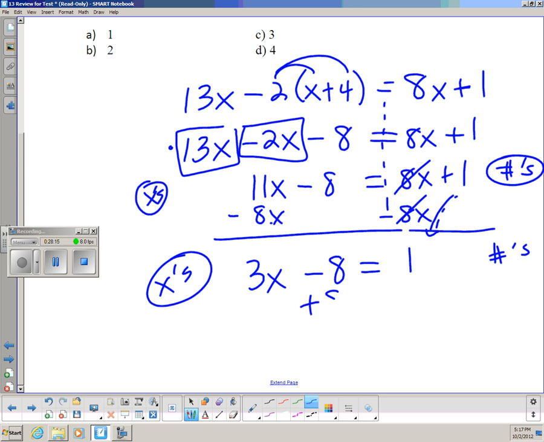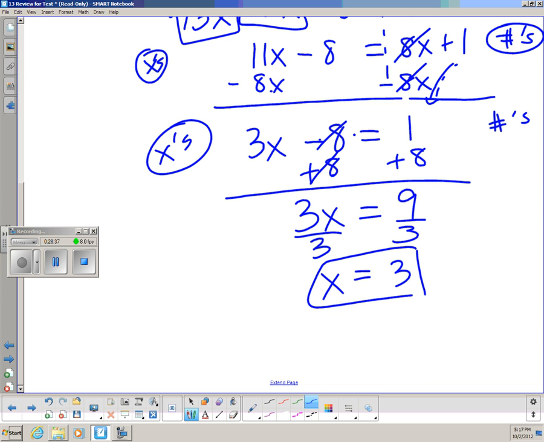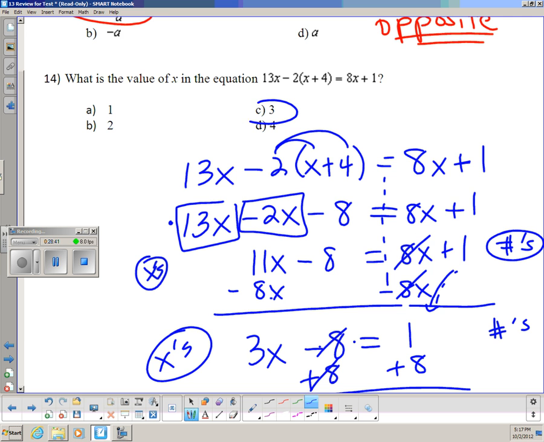So I will add 8 to both sides. You're doing the opposite of what's there. Negative 8 plus positive 8 is 0, which means they, quote, cancel. I would get 3x left equals 1 plus 8 is 9. 3x equals 9. Divide by 3 on both sides. And x is equal to 9 divided by 3, which is 3. And so choice C is 3.